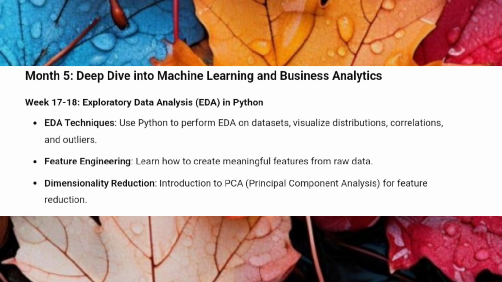In month 5, deep dive into machine learning and business analytics. Week 17 to 18, exploratory data analysis, EDA, in Python. EDA techniques: use Python to perform EDA on data sets, visualize distributions, correlations, and outliers. Feature engineering: learn how to create meaningful features from raw data. Dimensionality reduction: introduction to PCA, principal component analysis, for feature reduction.